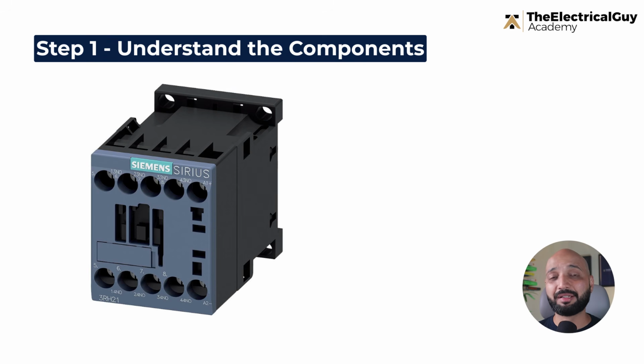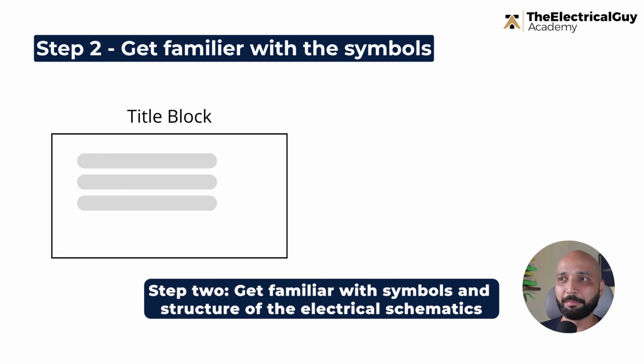So the first thing is you have to understand the different components that we use inside the control circuitry. Once you have that understanding, then the next steps really become very, very easy for you, which takes us to the second step, in which we have to get familiar with the different symbols and the basic structure of the electrical schematics.